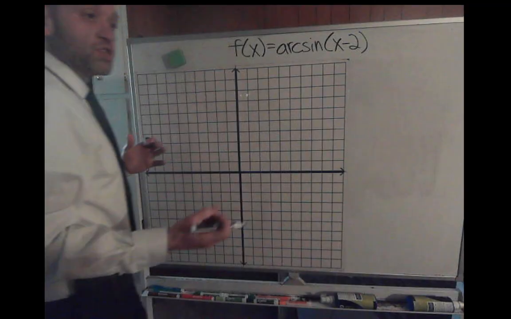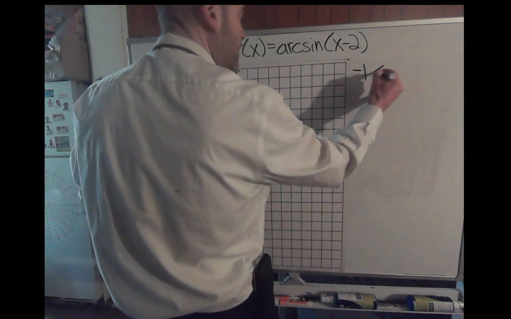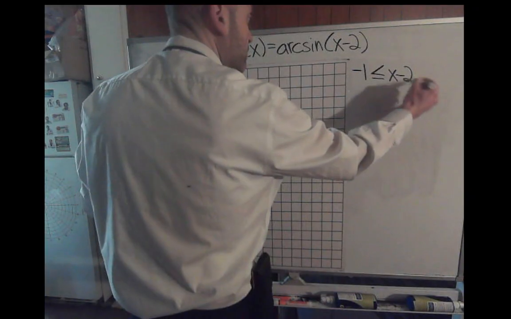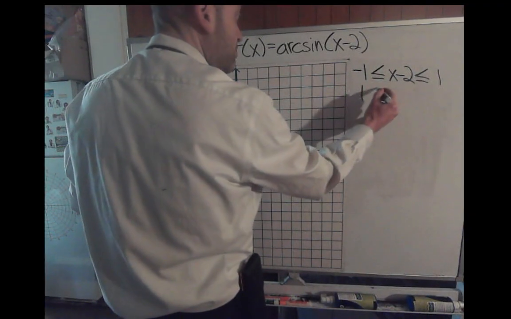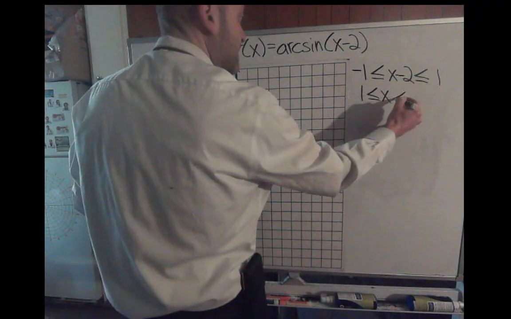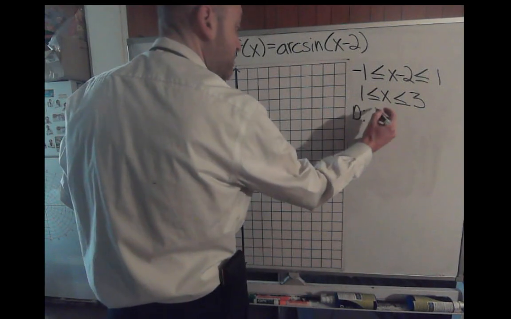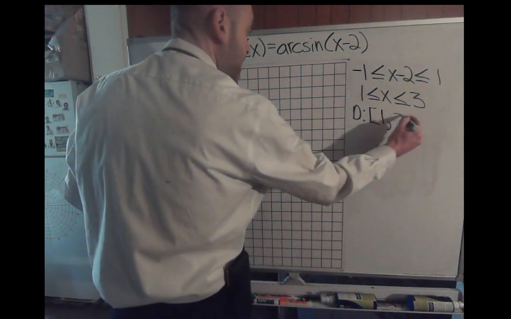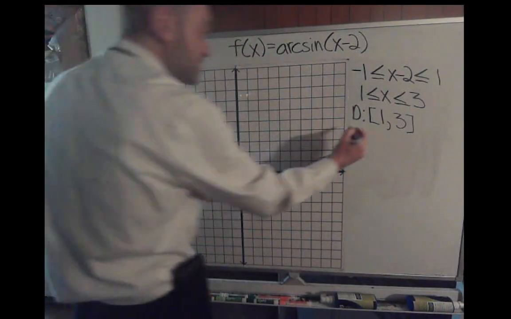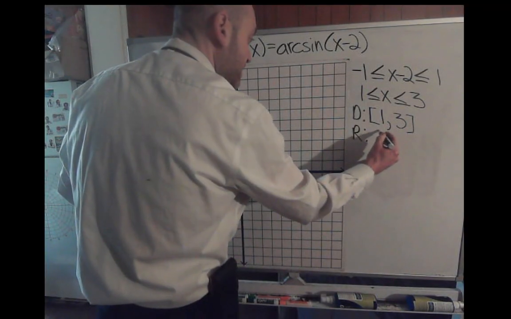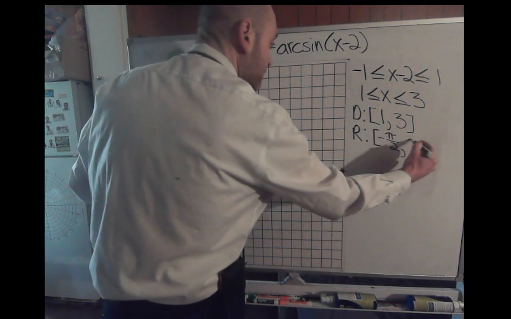Well, your normal domain is from -1 to 1. We've got to set up another inequality of -1 less than or equal to x minus 2, which is less than or equal to +1, which means that 1 would be less than or equal to x, which would be less than or equal to 3. So your domain in this case is actually going to be from +1 to +3. Now, you don't have a coefficient on the arc sine, so that means your range has not changed. It's still going to be from -pi over 2 to pi over 2.